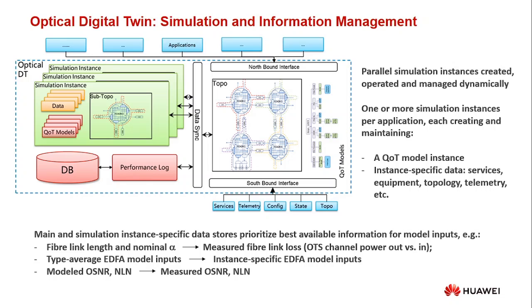That's now better information. Similarly, in some planning scenarios, we may just use the type-average EDFA data for model exercise. On the other hand, on the deployed instances, we have the instance-specific data that we can use to optimize the EDFA model for those cases. We may have modeled OSNR or nonlinear noise available. There's always a way to model that with the chain that we have. On the other hand, it may be directly measured. In that case, it's a better answer, and that's what we use.